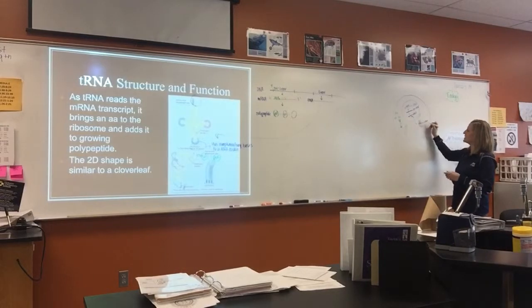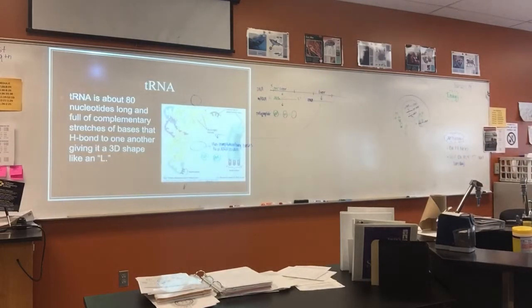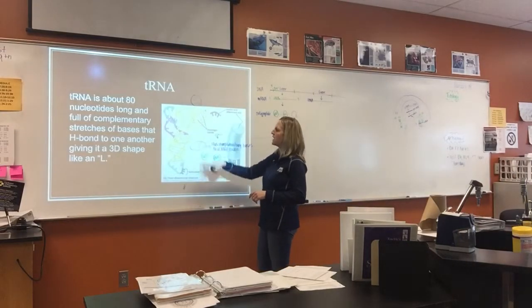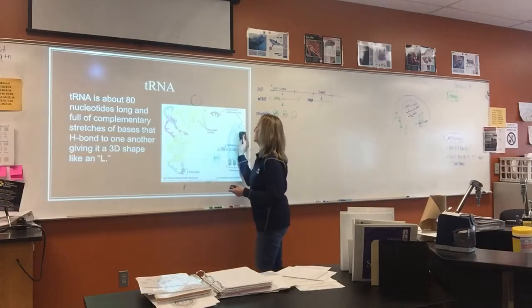So in this particular case, in the big picture here, the next codon would be UUC. We get the next tRNA molecule with the anticodon AAG, brings phenylalanine, and now we have our first and our second amino acid in our protein chain. All right, and so what we're going to do is continue on with that until eventually we reach what's called a stop codon. So tRNA is about 80 nucleotides long and full of complementary structures that hydrogen bond to one another, giving it that three-dimensional shape that I said looks like an L.